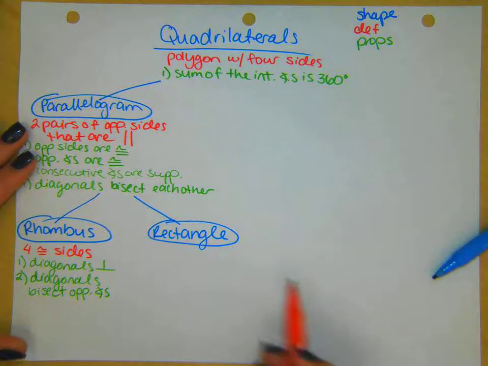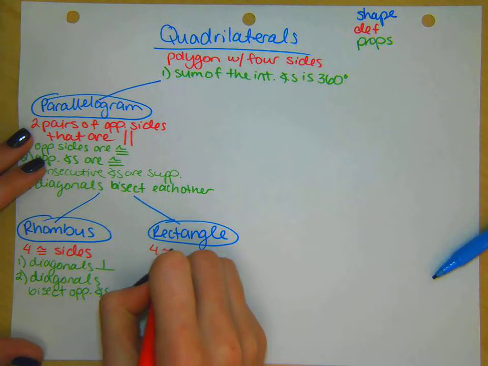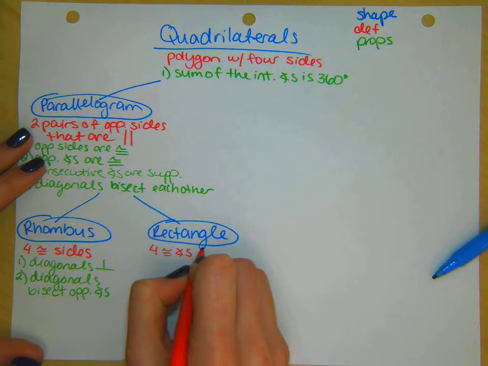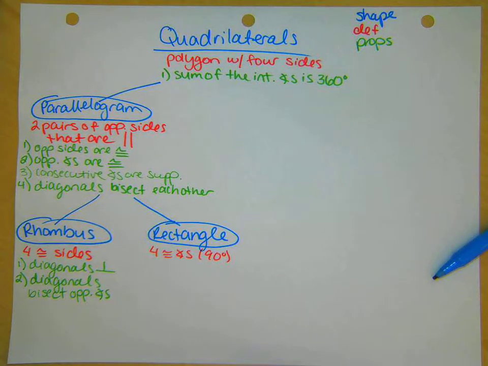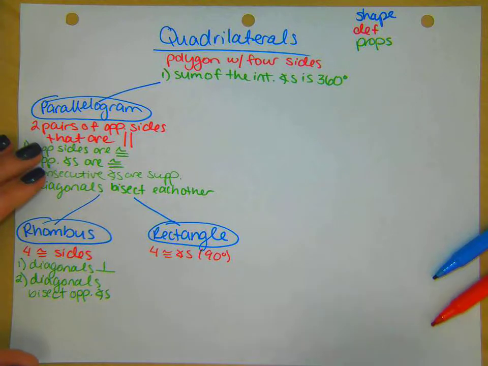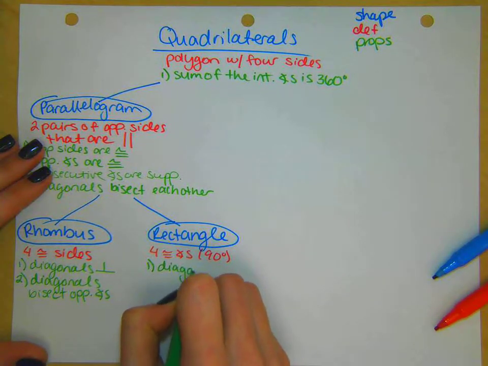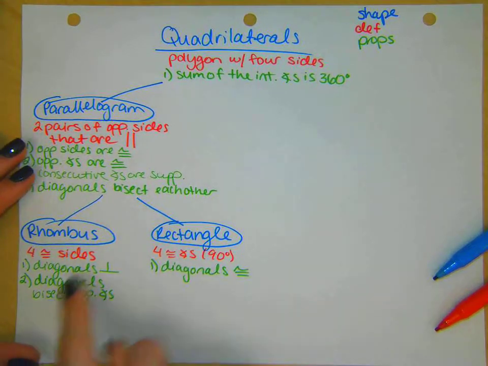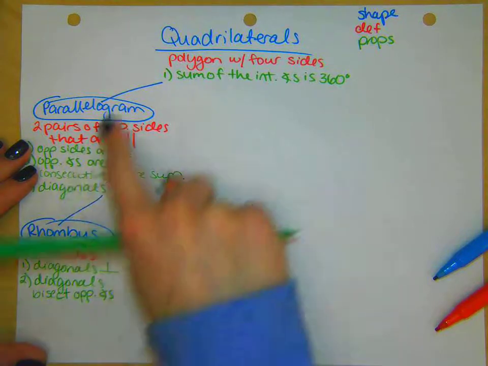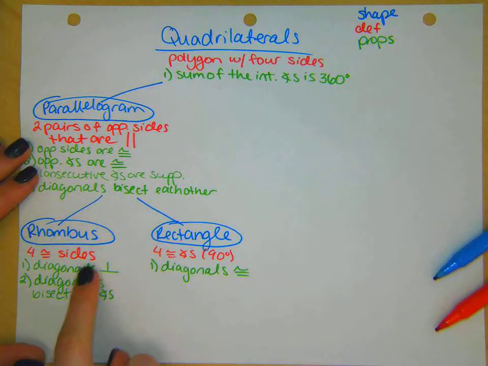For our rectangle, what makes a rectangle stand apart from a parallelogram is that we have 4 congruent angles. All of those angles, the interior angles of a rectangle, are 90 degrees. Another property of a rectangle is that the diagonals are congruent. So again, all of this information is true for the rhombus. All of this information is true for the rectangle, but these 2 things are not true for the other.